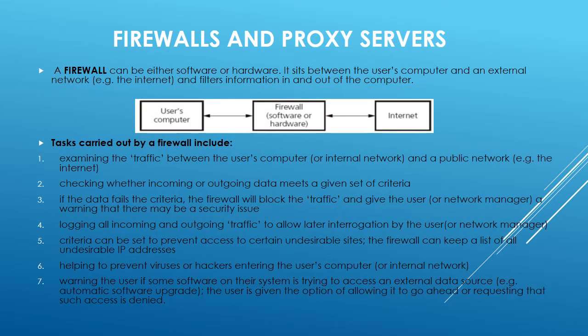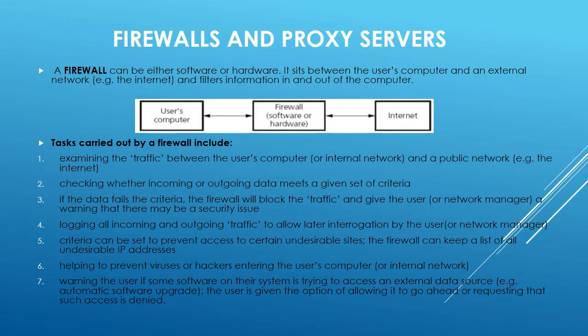Firewalls and proxy servers. A firewall can be either software or hardware. It sits between the user's computer and an external network, for example, the internet, and filters information in and out of the computer. So in the diagram, you can see there is a user computer and there is the internet, and in between there is a medium known as a firewall. Whatever a user tries to upload or download, the firewall filters it and authenticates and validates the data.